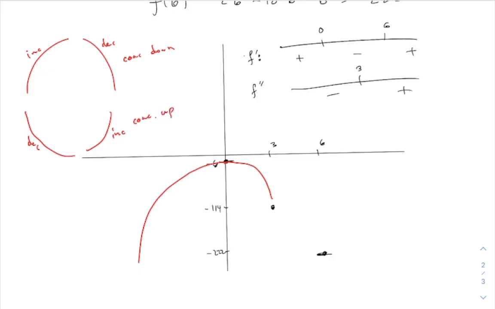Anyway, the next region between 3 and 6 is negative first derivative, that is decreasing, and positive concavity. So decreasing and concave up, that looks like this. So between these 2 points, it has that shape. Like that. All right? And then to the right, all the way to the right, it is positive, positive. That means increasing and concave up. It has this shape here. Like so. That's how it looks.